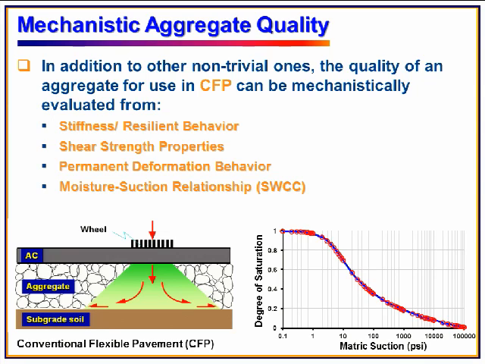As you may all know, the first three are very important properties for unbound materials. And the fourth one, the moisture-suction relationship, is also very important because most of the time, granular materials and subgrade soils are not fully saturated. Actually, they are partially saturated. So this makes suction an important factor to consider.